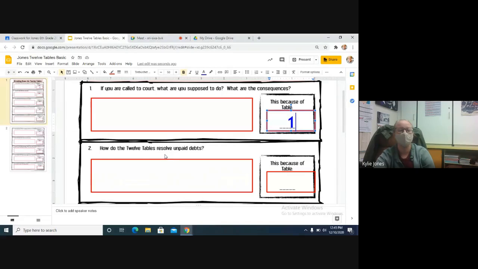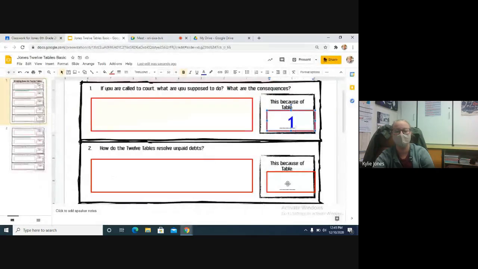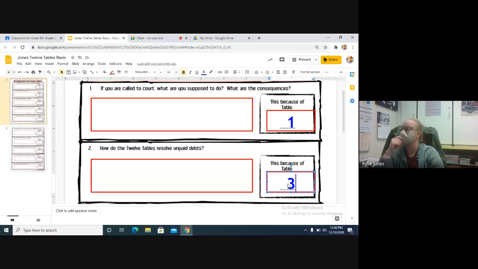Question number 2 says, how do the 12 tables resolve unpaid debts? It is not table number 2. Number 2 talks about court. Number 3 talks about a debt and what happens if you don't pay your debt. So this one is number 3. Okay, I'm going to give you a second. Just make sure you guys are getting these down. Some of them have 2. Like 3 and 5 have 2 of them.